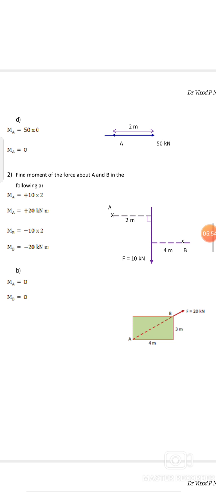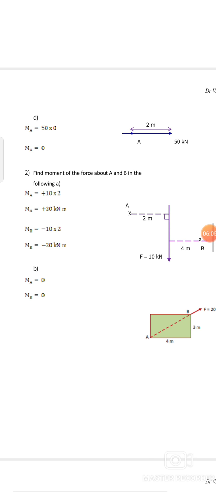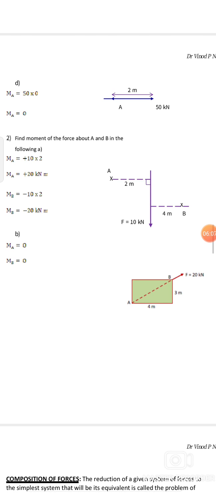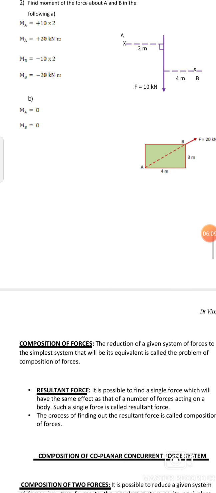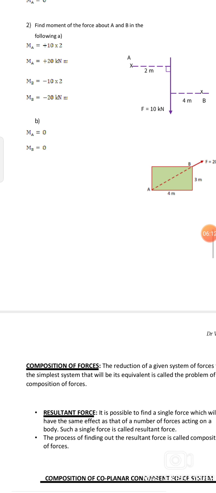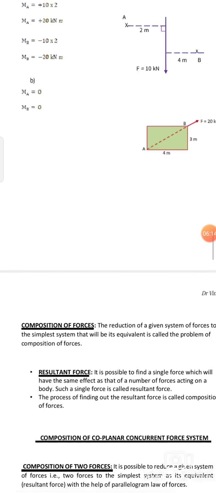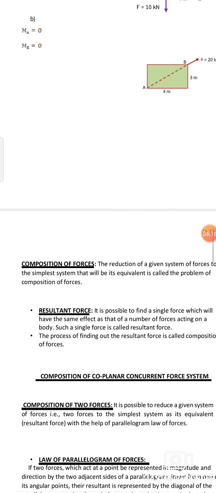In the second one, that is point B, which is horizontally right. If the force has to move towards point B, then it will move in anti-clockwise direction. That is minus 10 into 4, that will become minus 40 kilonewton meter. Here it is written wrong as 10 into 2. Instead of that, it is minus 10 into 4. That will become minus 40 kilonewton meter.